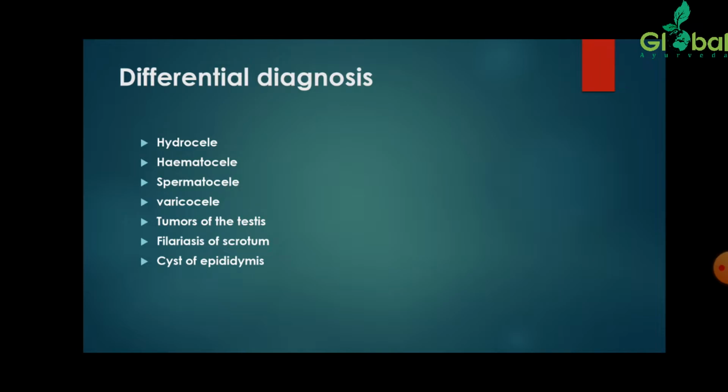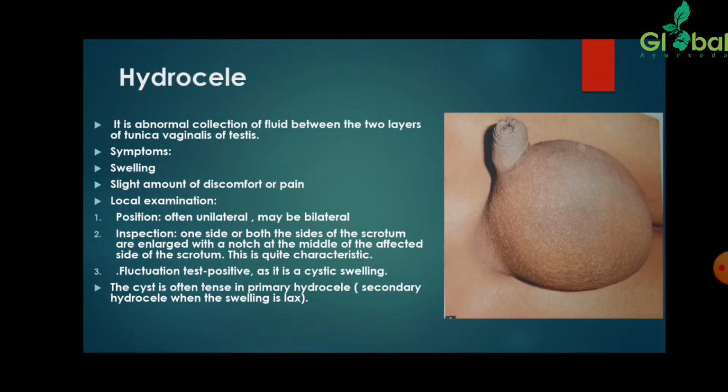First, hydrocele. It is abnormal collection of fluid between the two layers of tunica vaginalis of testes. Symptoms: swelling, slight amount of discomfort or pain. Local examination: position often unilateral, maybe bilateral. Inspection: one side or both sides of the scrotum are enlarged with a notch at the middle of the affected side of the scrotum. This is quite characteristic. Fluctuation test is positive as it is a cystic swelling. The cyst is often tense in primary hydrocele, and lax in secondary hydrocele.